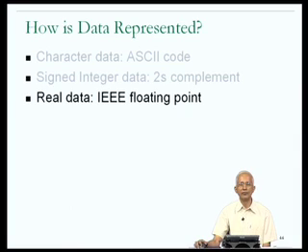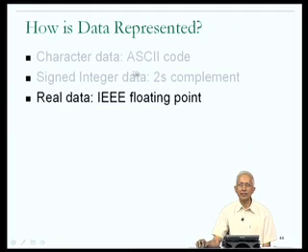So with this, we have understood more about how real data is represented. And in short, we have understood the representation in most computer systems of the three main kinds of data: character data, signed integer data, as well as real data.